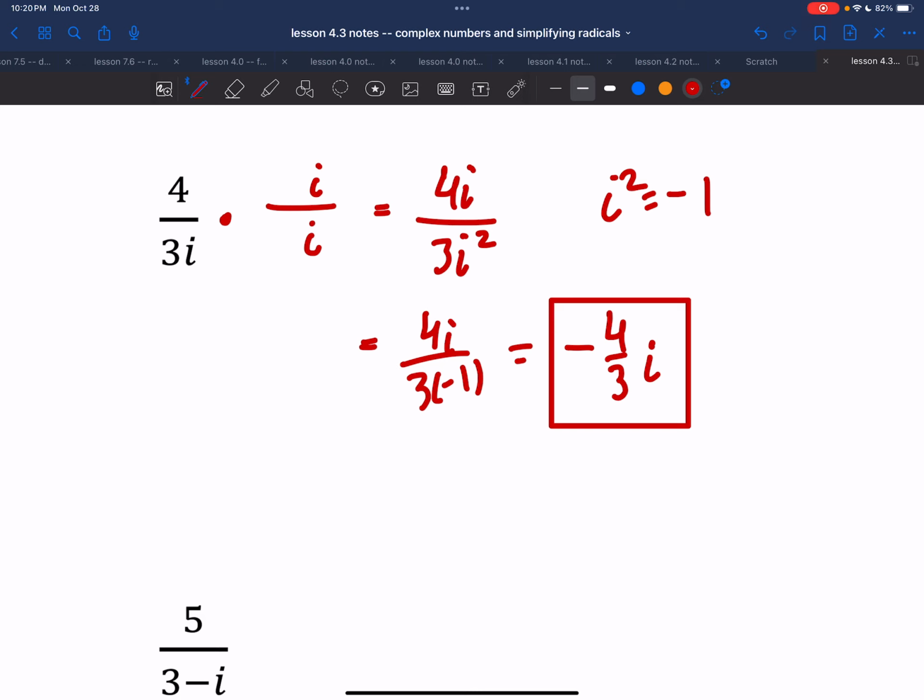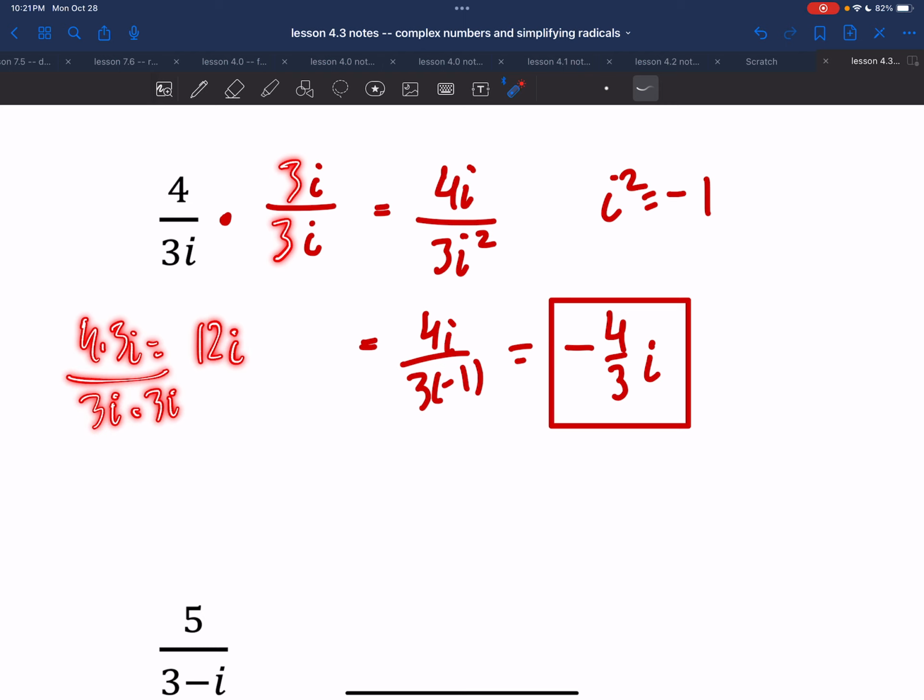By the way, even if you kept those 3's, this would have worked out. If you kept the 3's here, you would have done 4 times 3i is 12i, and 3i times 3i would be 9i squared, and the 12 over 9 part would just simplify to 4 over 3 anyway. So it's not a big deal.